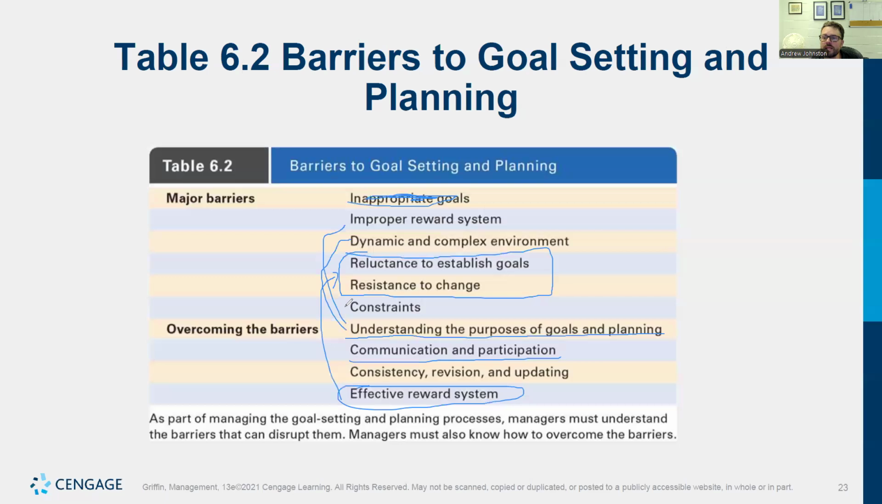If we make it exciting, a stretch, but it's tied to rewards that people find motivating, that can also reduce resistance to change and encourage people to want to be part of a goal-setting process. And of course, if our goals become a poor fit, we need to be able to revise them and update them, and that'll fix this problem here as well.